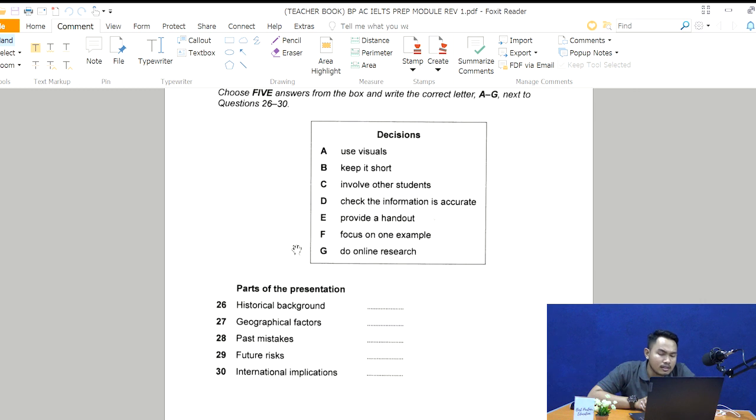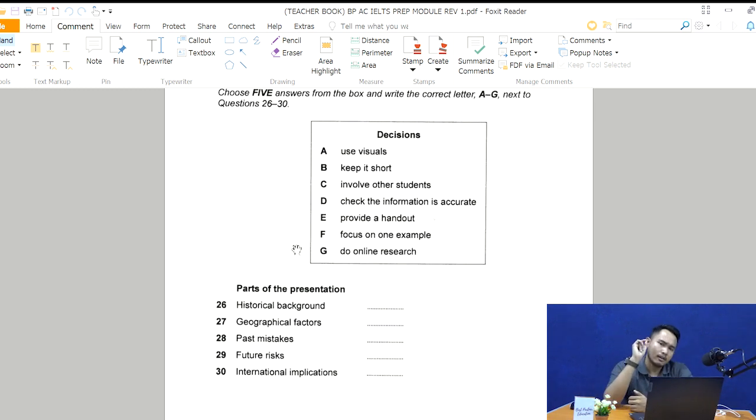Okay, consider historical background first in 26. Say, if you are a student, what would be the best thing that you should put in your presentation if you talk about the historical background? Is it use visuals? Is it keep it short, involve other students, check the information is accurate, and the others there? So you need to figure out which one is the most logical one.